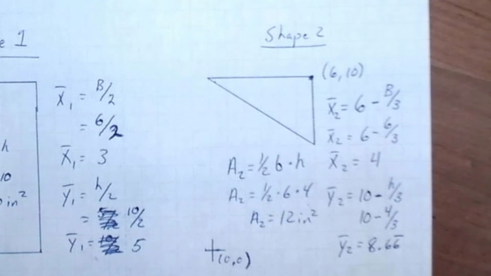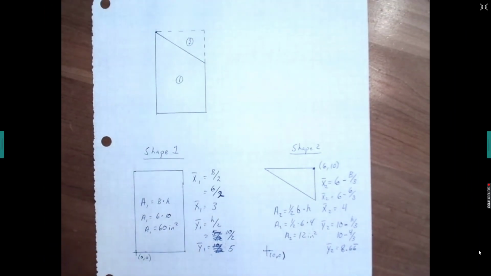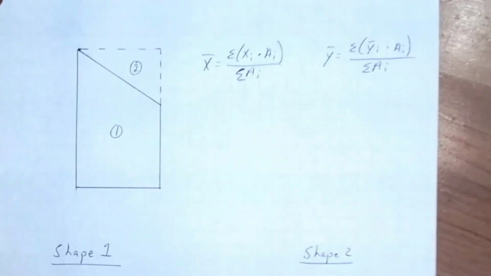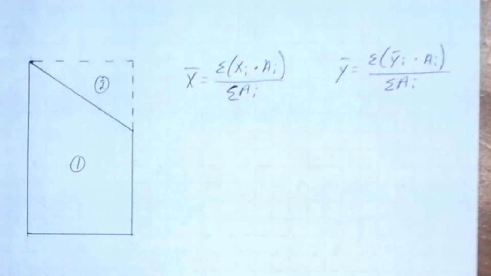Now that we've got all our information for shape 1 and shape 2, it is time to take a look at our complex shape centroid formula. So here we have the formulas for x bar, y bar of complex shapes. X bar of the complex shape equals the sum of x bar i times area i divided by the sum of area i. Again, that's just x bar of shape 1 times area of shape 1 plus all of the shapes. Do that for all the shapes, add them together, and then the sum of area i.